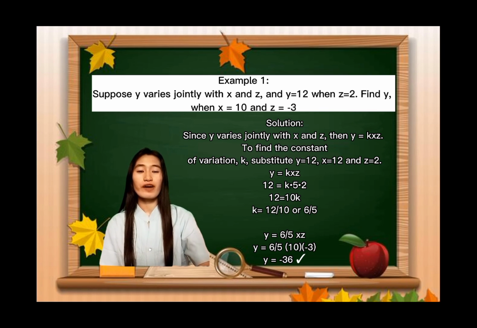Now, you know the value of k. You can rewrite the equation as y equals 6 over 5 xz. To find y when x equals 10 and z equals negative 3, substitute in the given equation: y equals 6 over 5 times 10 times negative 3. And the value of y is equal to negative 36.